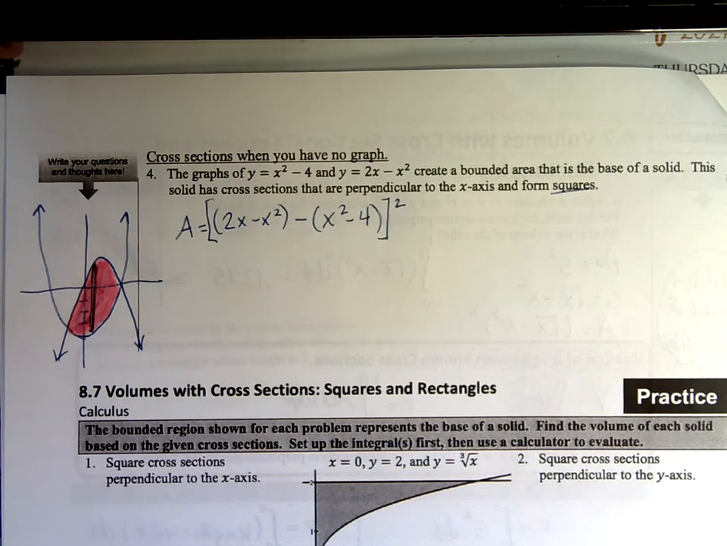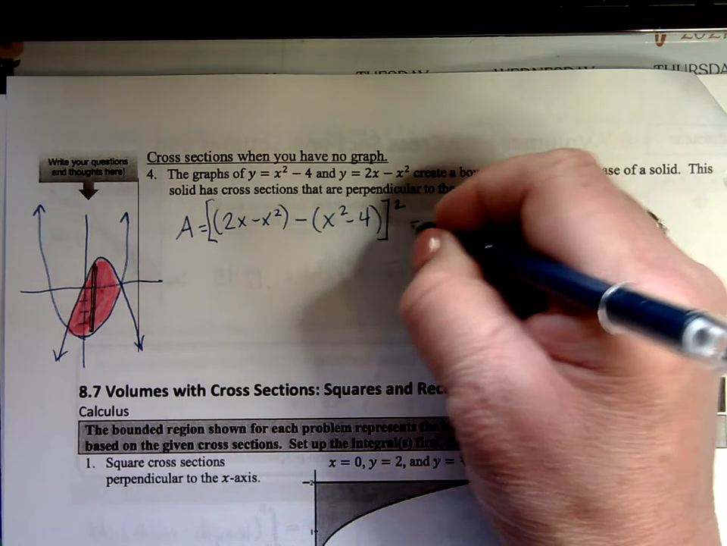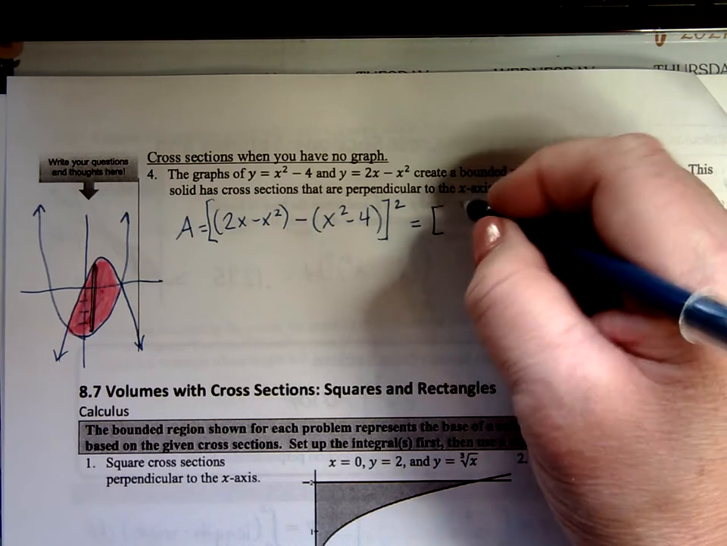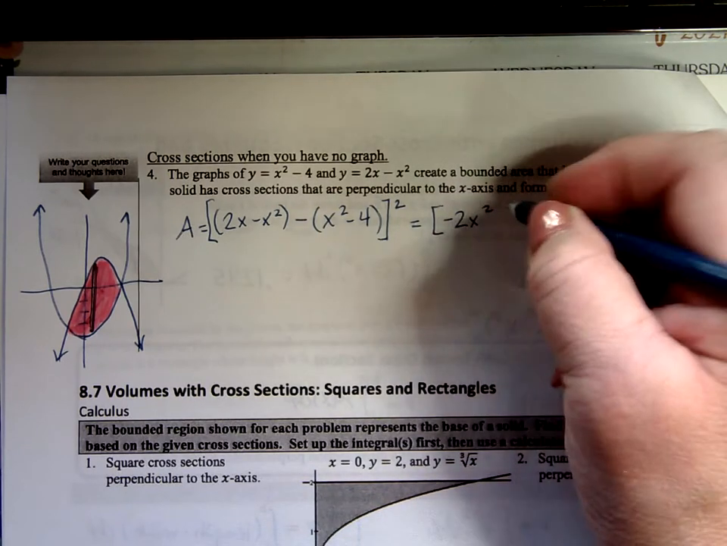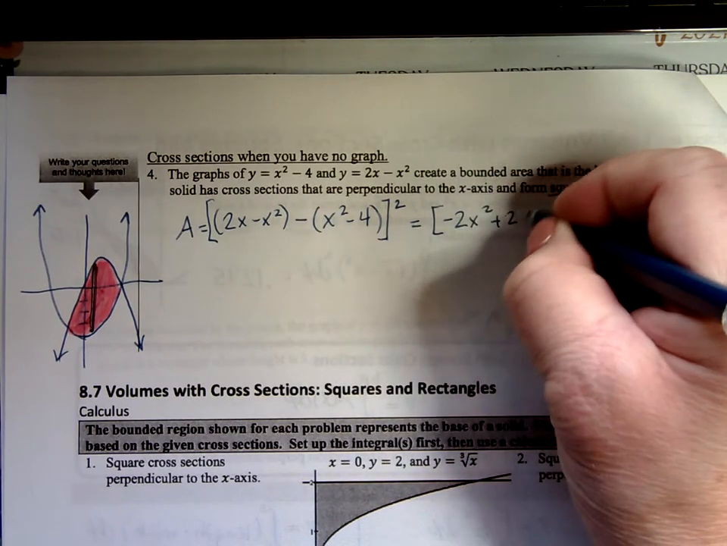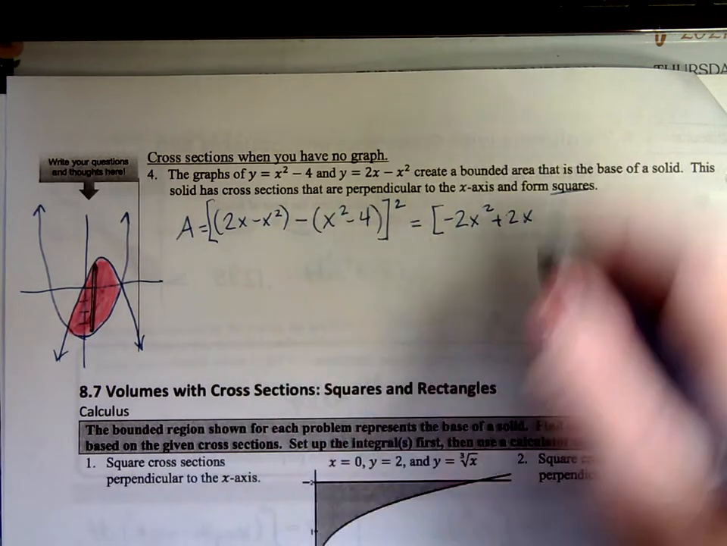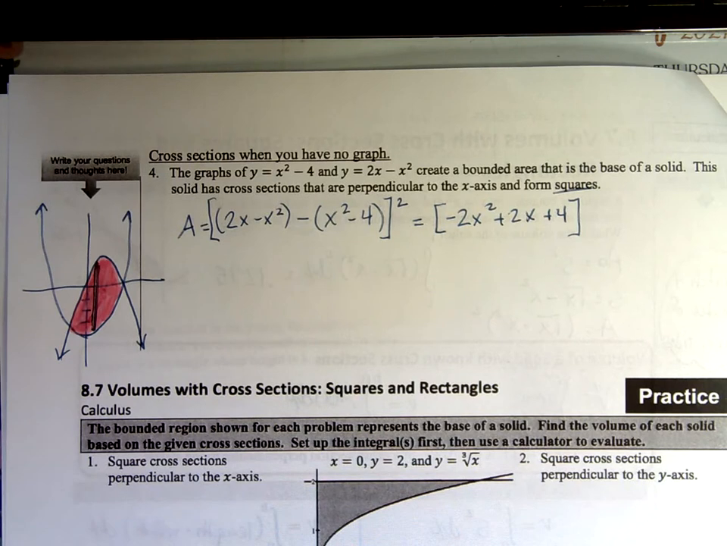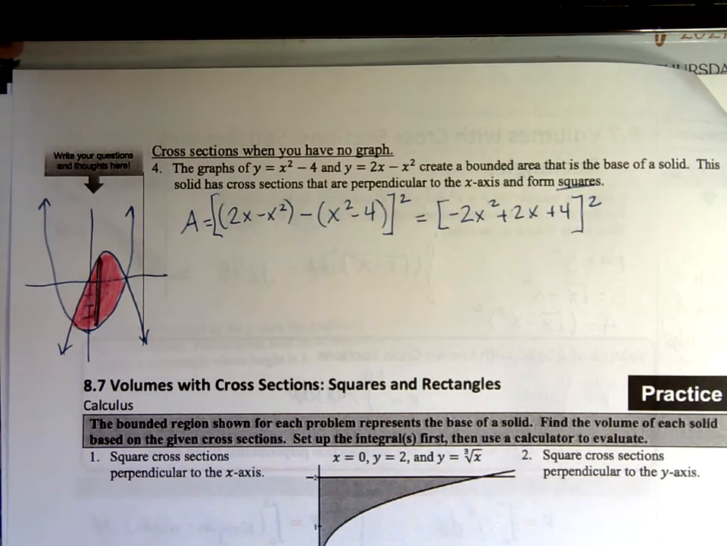Could you simplify it better? Sure, if you want to. It doesn't really matter much. If I were to do that, combine like terms, I have negative 2x squared, plus a 2x, and a negative 4, so plus 4. All right, and that's being squared. There's my area formula.